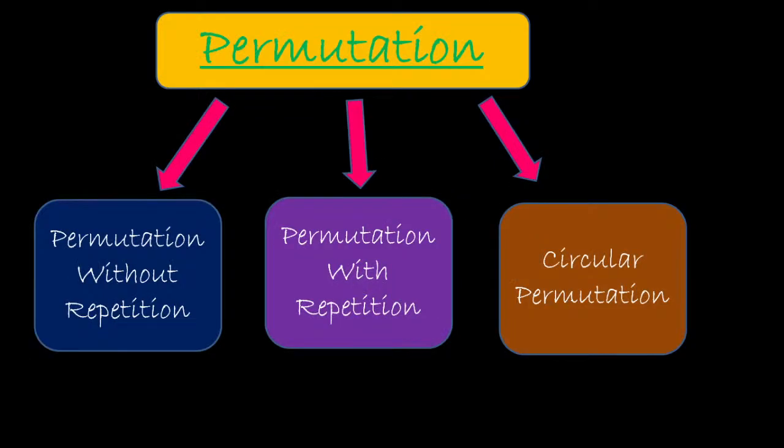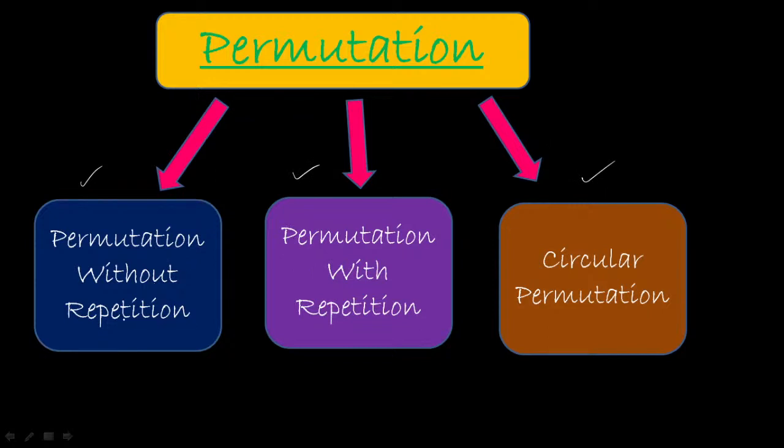So next, before we move on to how to find the number of permutations for given objects, let me first cover the different kinds of permutation that we are going to discuss now. The first one, which is the major part we are going to discuss here, is permutation without repetition. The second one is permutation with repetition. The last one is circular permutation.